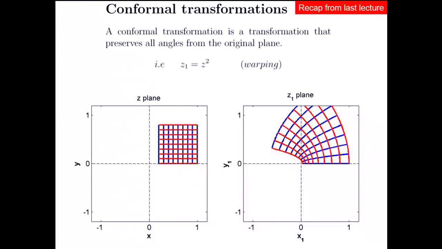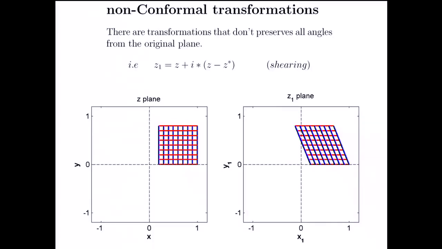And here is just another example, of a non-conformal transformation. This is a simple shearing. We can see the square here is sheared, and in the new plane it goes into a shape like this. And the 90-degree angle is not preserved anymore in the transformed plane.